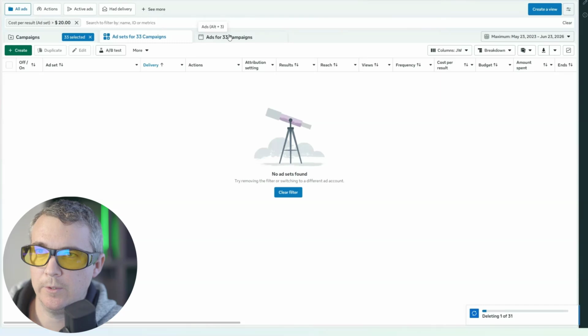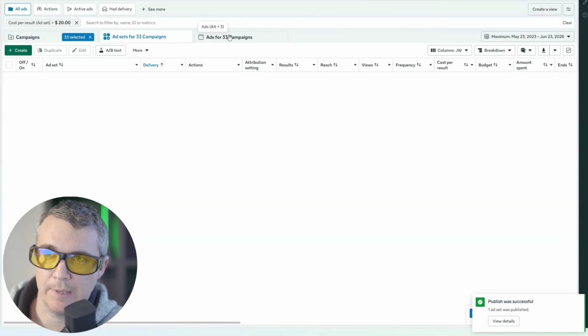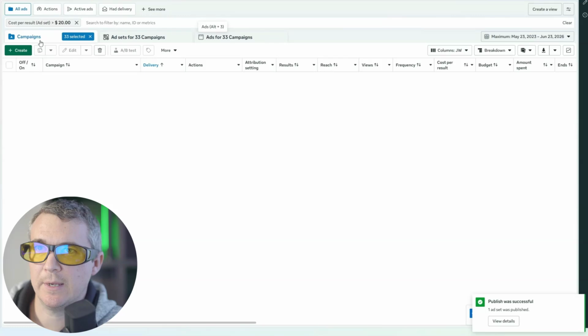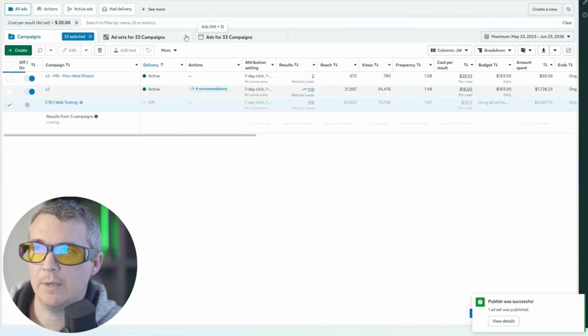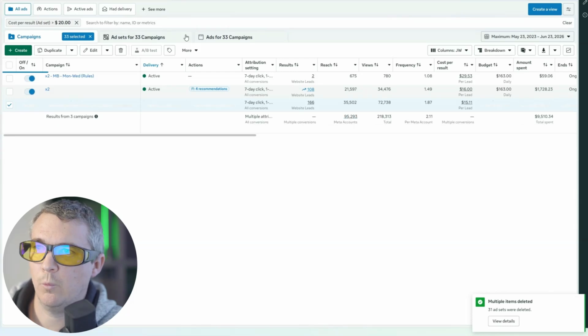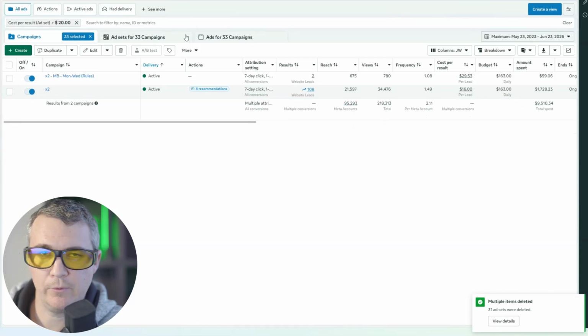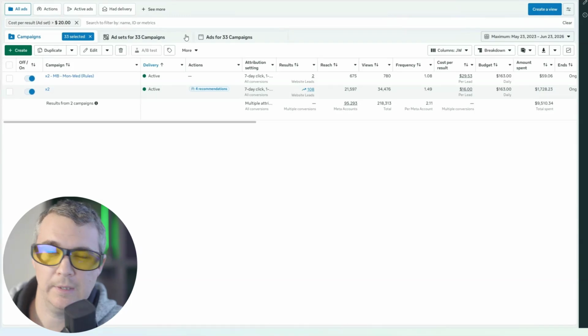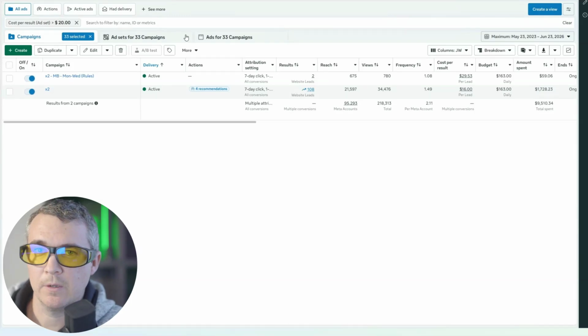Now, we could go through and delete the campaigns as well, which is what I would recommend doing. So if we go back to here, basically all these campaigns are off. What I will do though is I will go through and just leave the ones that performed really well because that's going to have that good historical data. And the ones that aren't, we're going to leave as is.